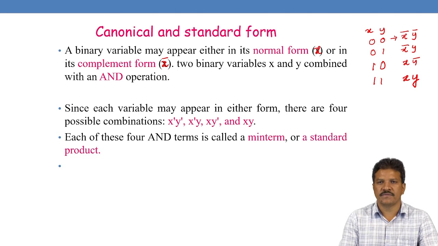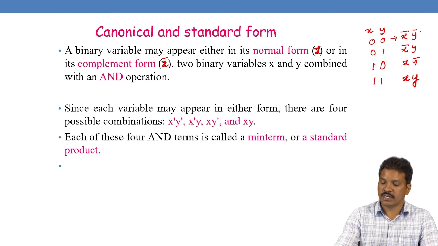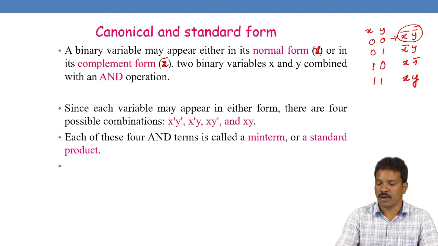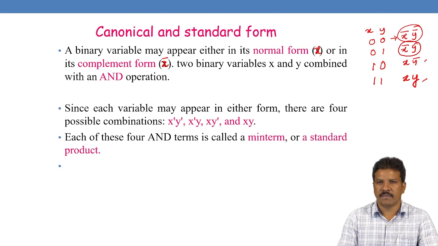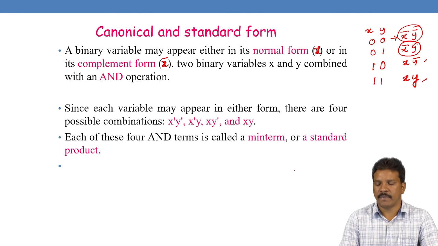Each of these four AND terms is called a min term or standard product. Each combination of the two variables, x bar y bar, x bar y, x y bar, and x y, is formed with an AND operation, for example x bar dot y bar. So each of these four AND terms is called a min term or standard product.